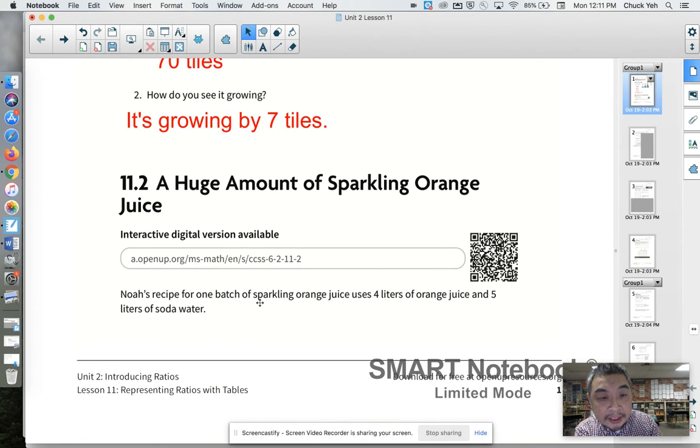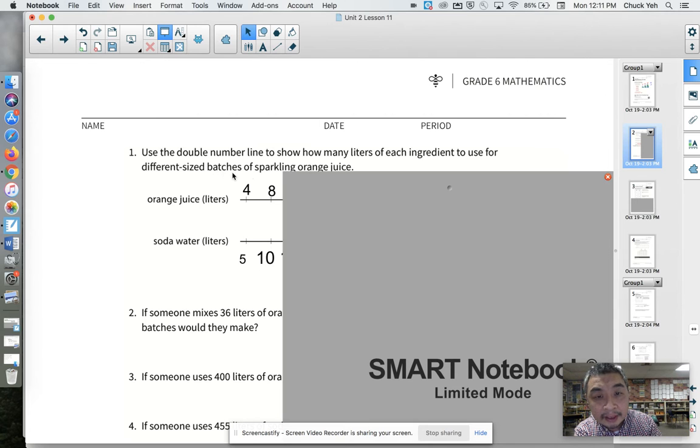Noah's recipe for 1 batch of sparkling orange juice uses 4 liters of orange juice and 5 liters of soda water. Okay, 4 to 5. What you're going to make is a double number line to show how many liters are these. So make a double number line in your notebook with 11 tick marks. The first 2 are already done for you. So 4 to 5 and then 8 to 10, right? 4 times 2 and 5 times 2, or you can say 4 plus 4 and 5 plus 5. So make 9 more tick marks and fill it in. When you're done, unpause it.